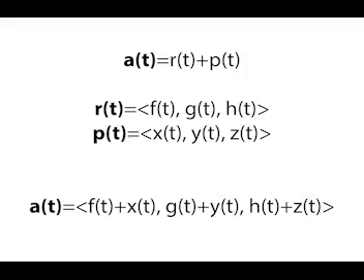Vectors can also be added or subtracted. If two vectors are being added or subtracted, add or subtract the corresponding components of the vector. For example, add the i components of the vector, or the j components of the vector, or the k components of the vector. Then, write the new vector using these added or subtracted components. For example, if we are adding the components r of t and p of t to create the vector a of t, this is how we would do it.